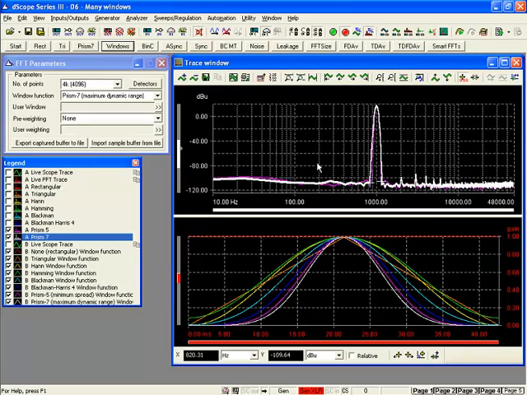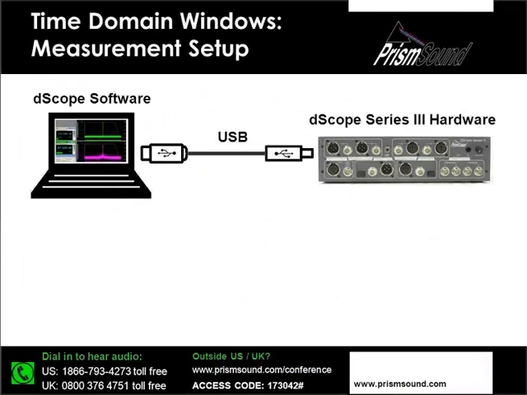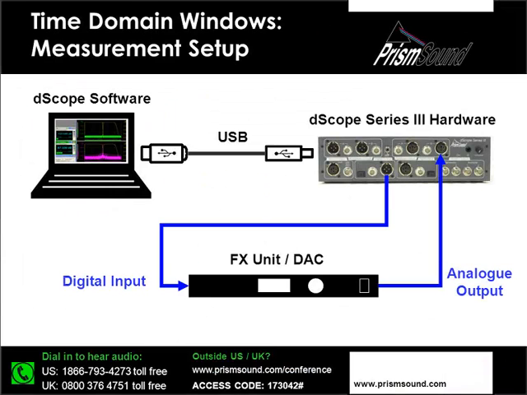So there's a brief tour of window functions. What I should have explained actually, I was making those measurements on an external D to A converter FX unit. So we'll do some more measurements on this device a little bit later on. I want to keep the analysis fairly general. I'm not focusing too much on measuring any particular kind of audio device today, but I should have explained that we're using the D-Scope Series 3 measurement platform from Prism Sound, which has analog and digital inputs and outputs. So I was measuring a D to A converter, applying a digital input to the device and analysing the analog output.